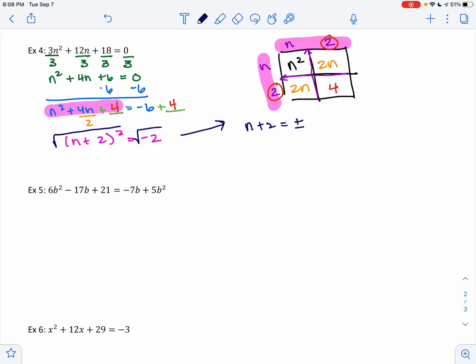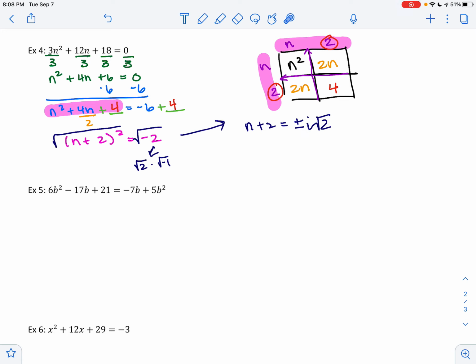minus. I can simplify the square root of negative 2. I can break this up into the square root of 2 times the square root of negative 1. The square root of 2 doesn't simplify, but the square root of negative 1 is i. So the square root of negative 2 simplifies to plus or minus i square root of 2.